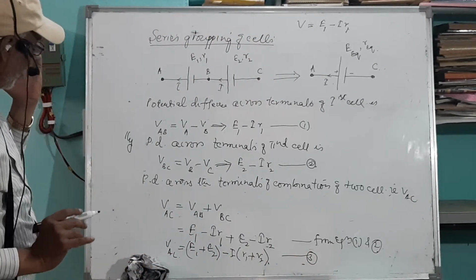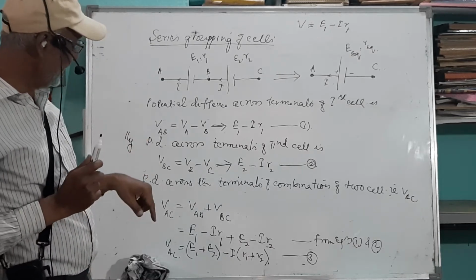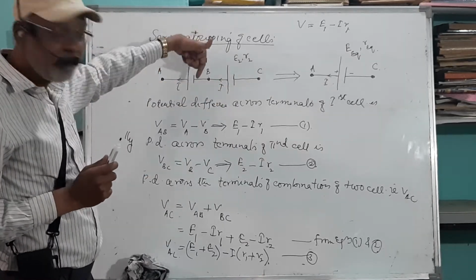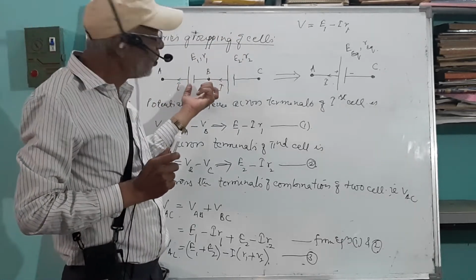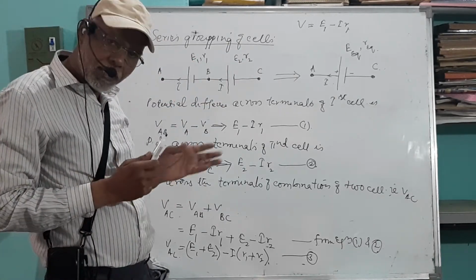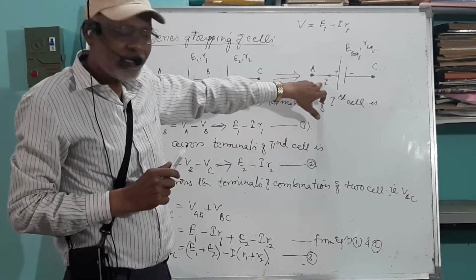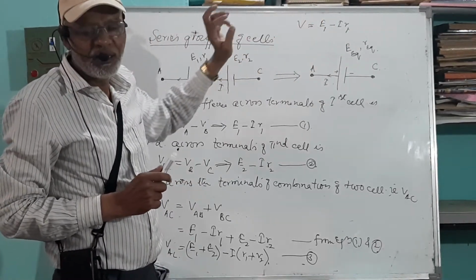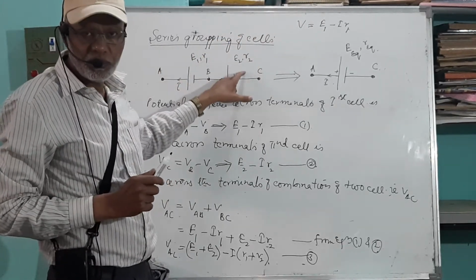Now, as I said, the equivalent EMF of two cells is a single cell which replaces the combination of cells and produces the same effect as that of the combination of cells. Instead of using two cells, say you are drawing 5 ampere of current, by connecting a single cell, suppose you are able to get 5 ampere of current itself, then this cell we call the equivalent cell, which is equivalent to the two cells E1 and E2.